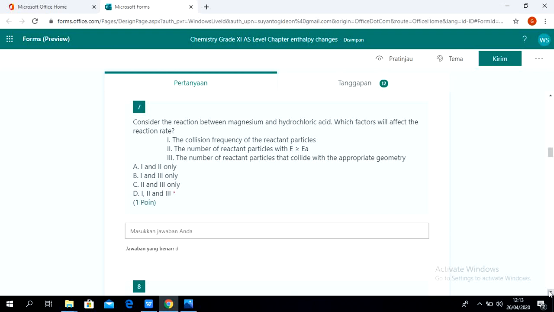And then the second, the number of reactant particles with energy bigger than the activation energy, so the reaction can occur. And then the last, the number of reactant particles that collide with the appropriate geometry. Appropriate geometry means the side of the reactant particles that collide. If they are not in the correct orientation, then there would not be any reaction.